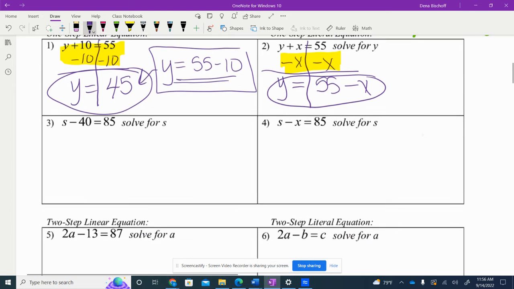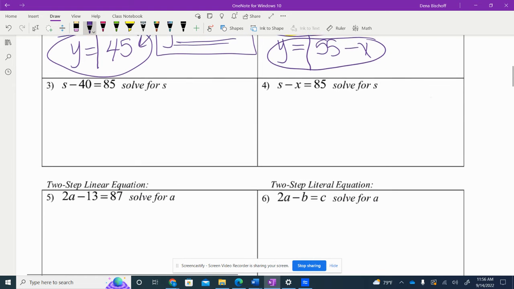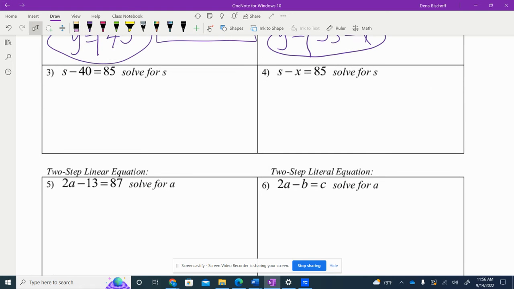All right, let's try it again. On the left side, how would I solve this equation? S minus 40 equals 85. Good job. Add 40 to both sides. Thank you, Aiden. So that means S equals 85 plus 40, which means that S equals 125.